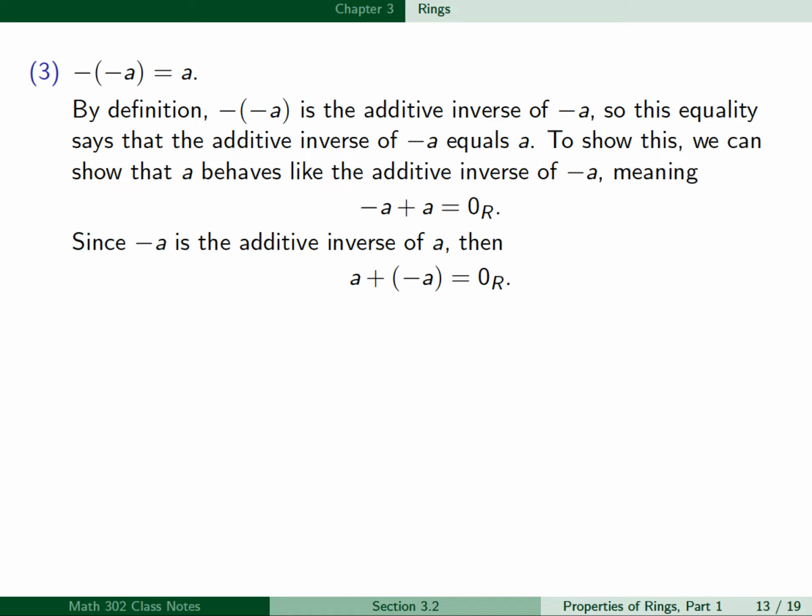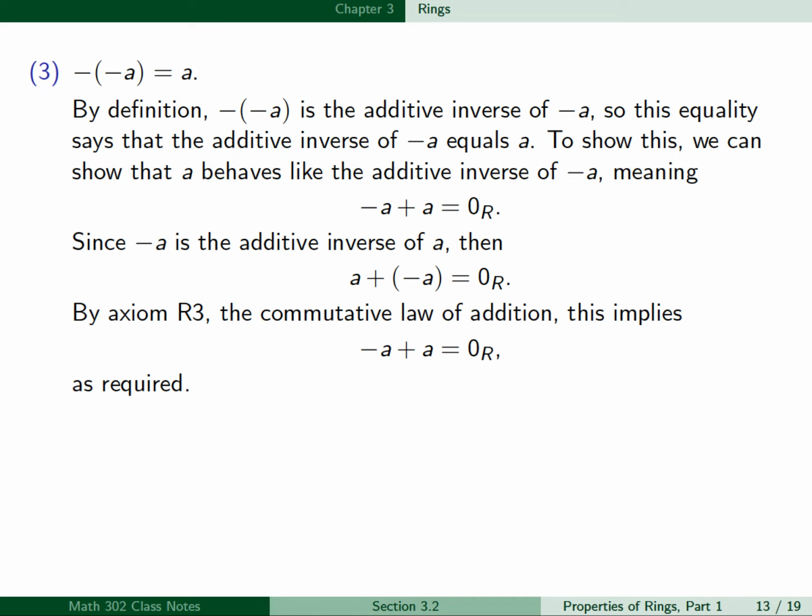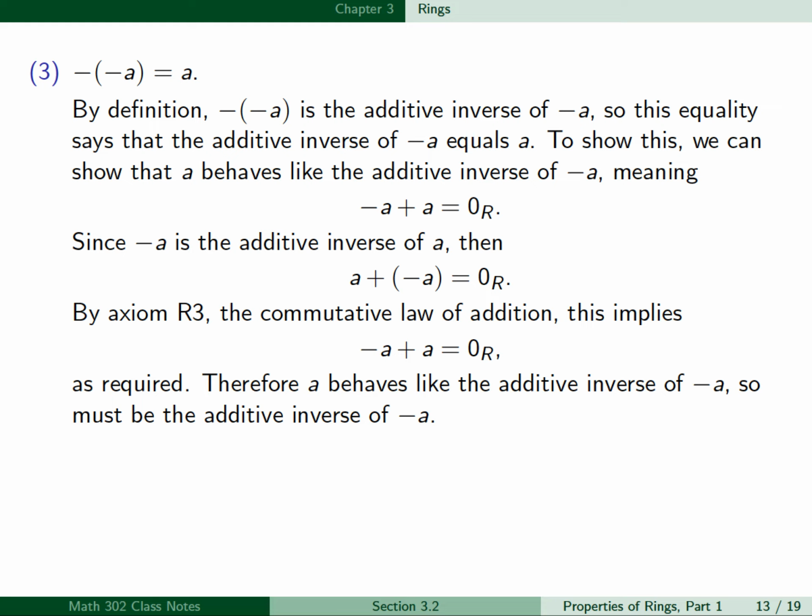Since minus a is the additive inverse of a, then we know that a plus minus a is equal to 0 sub r. Now by axiom R3, the commutative law of addition, this implies that minus a plus a equals 0 sub r, which is what we needed to show. And therefore a behaves like the additive inverse of minus a, so it must be the additive inverse of minus a. So thus, minus minus a is equal to a. This is the same type of reasoning used in property 2. To show that something is the additive inverse of an element, we want to show that it behaves like the additive inverse of the element.